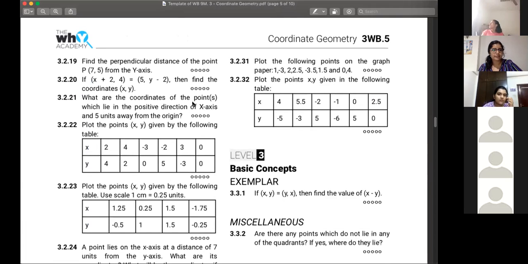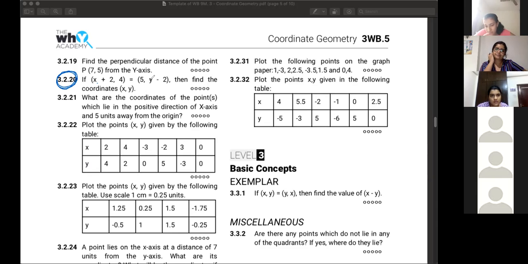Level 2, like basics. Oh, this is a good one. Look at 20. All of you work this out in your book and then send the answer. 3.2.20. You're given x plus 2 comma 4. This particular point is equal to 5 comma y minus 2. Then find the coordinates x comma y, meaning find the values of x and y.